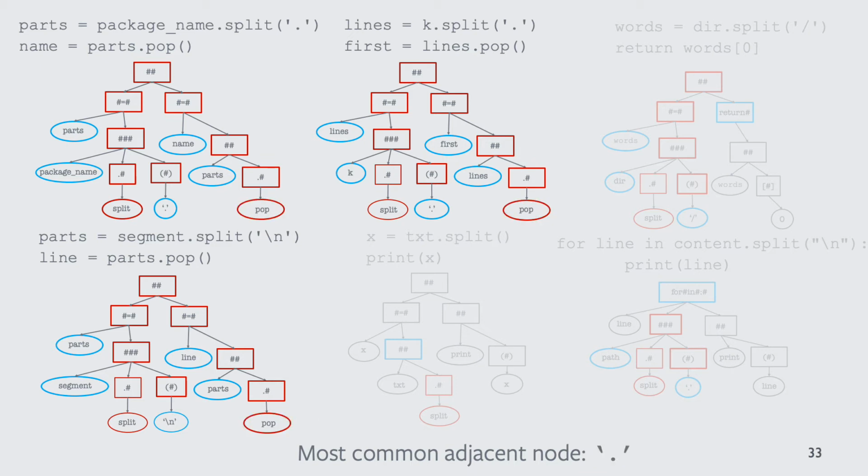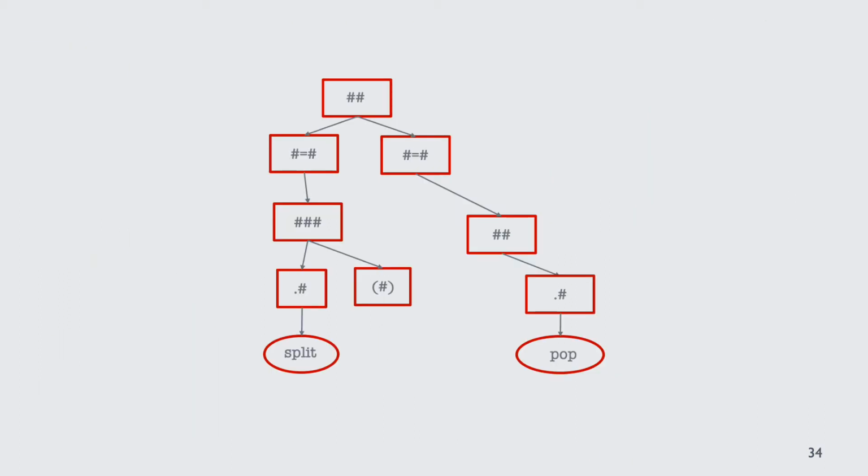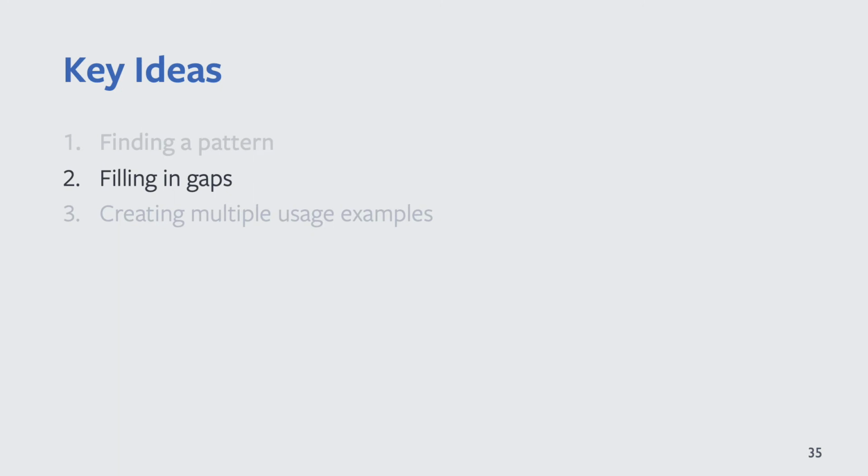We do this until we cannot add another adjacent node to the subtree without keeping at least half the original parse trees in our list. At this point, we are finished constructing our subtree. We have now created a parse tree representing a common usage pattern.